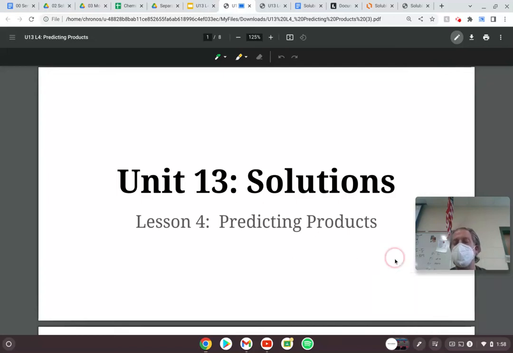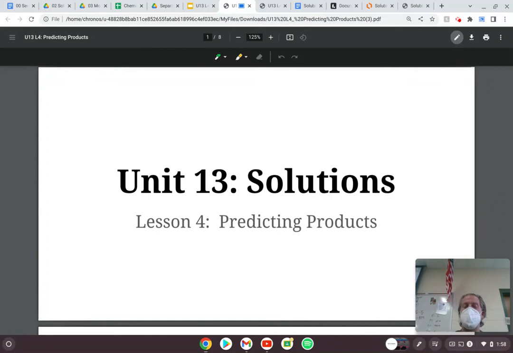Okay, so today's lesson is a lesson about predicting products. And in the past, we have predicted products for single replacement reactions, double replacement reactions, synthesis, decomposition, and combustion reactions. And so today we're going to still focus on some of those reaction types, but one very specifically.